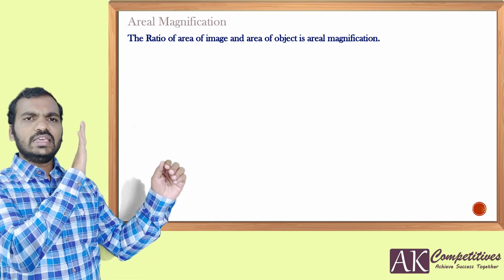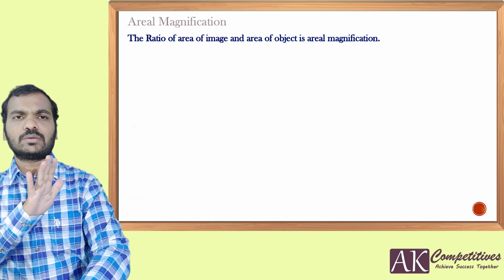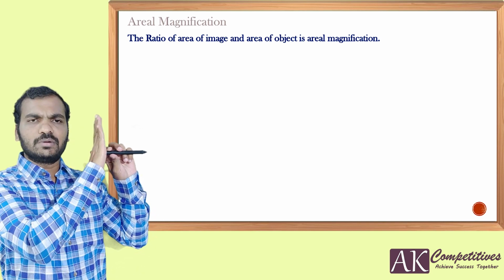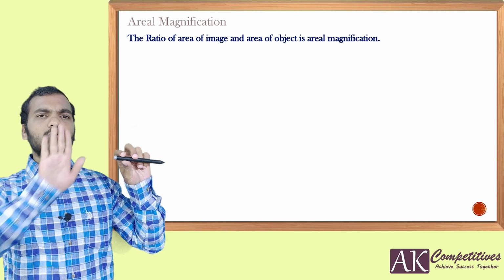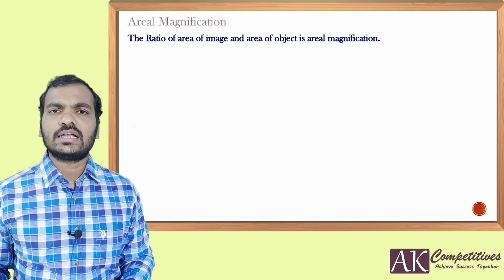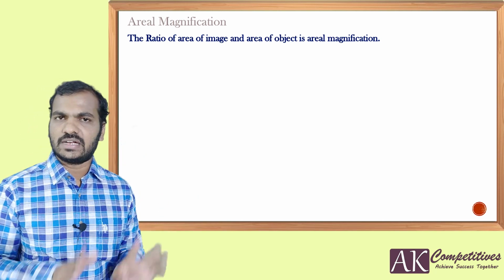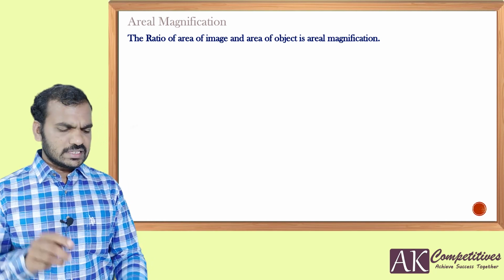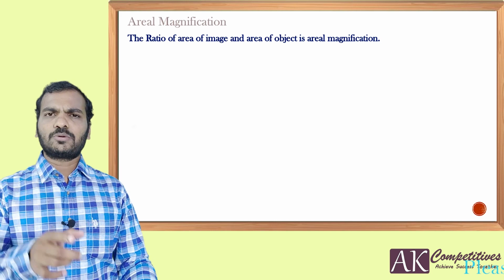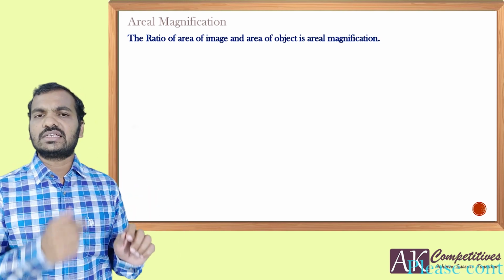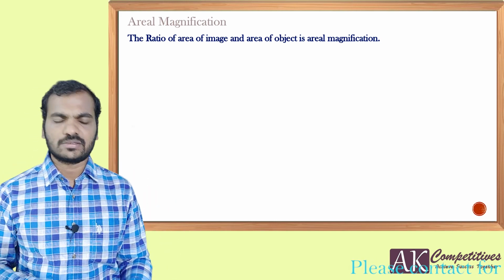One is you can keep the area perpendicular to the principal axis. Suppose this is the principal axis, then you can keep it like this, or else you can keep it like this, with one of the sides coinciding with the principal axis. Okay, but here we'll see the derivation when you keep it perpendicular, and then we'll come back to the problem where you keep it such that one side is coinciding with the principal axis.